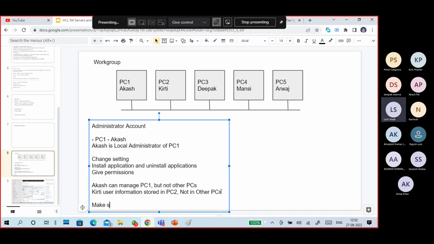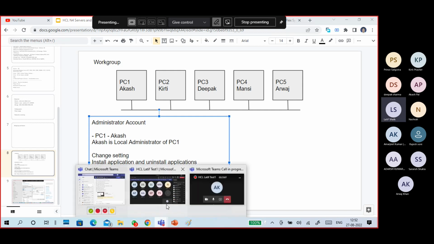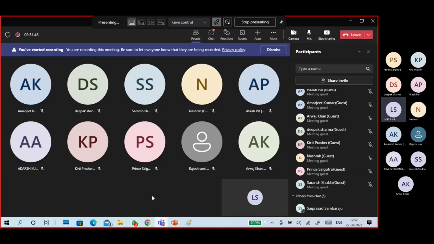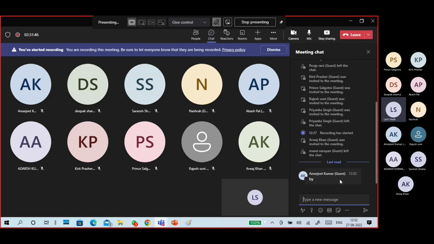Make settings by going to each and every PC. Okay, so you can make a setting, or you can change settings by going to... someone put a message. I think by spelling is a mistake.